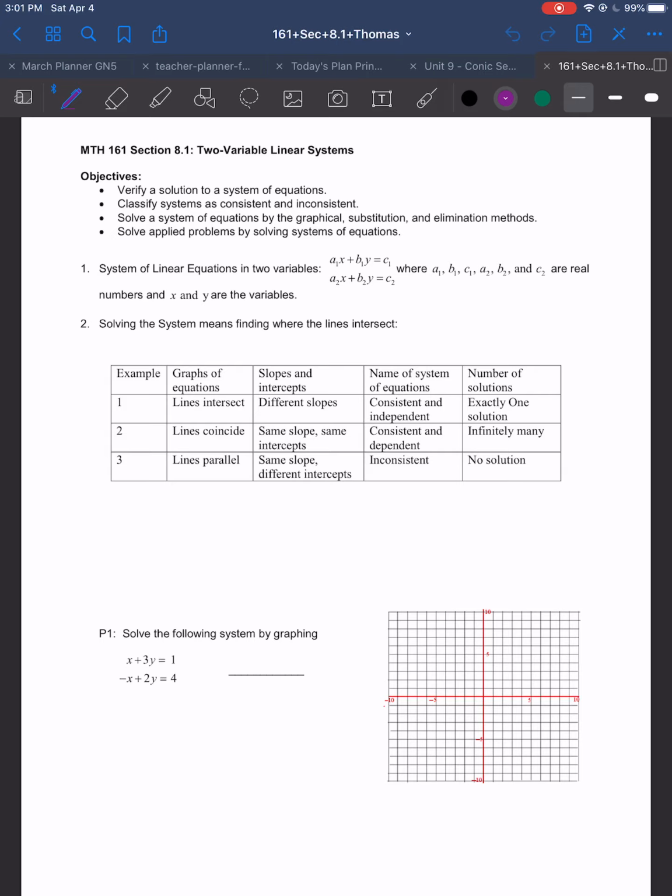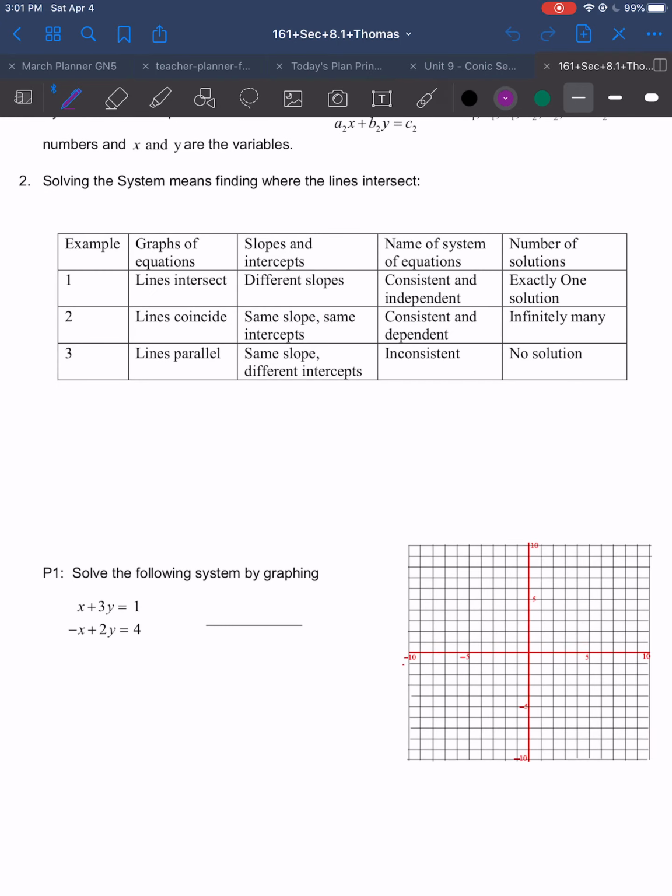So we are going to solve this system by graphing. There's three different ways to solve: graphing, substitution, and elimination, and I'll show you all three of them today. So when you're solving by graphing, the best thing to do is set these both equal to y equals. So I'm going to say 3y equals negative x plus 1, divided by 3, so y equals negative 1/3 x plus 1/3.